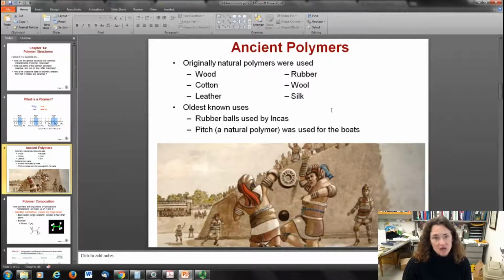Now, we've been using polymers for thousands of years. Originally, we used natural polymers like wood, cotton, leather, rubber, wool, and silk for many different uses, of course, for clothing and for weapons. The oldest known uses of polymers include rubber balls that were used by the Incas to play games, and pitch, which is a natural polymer used on the bottom of boats to keep them watertight.